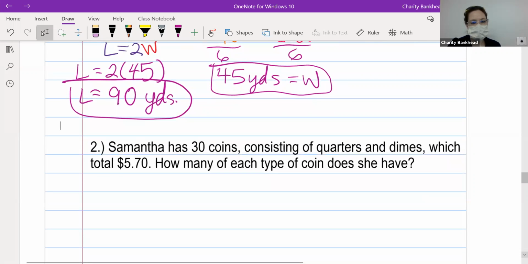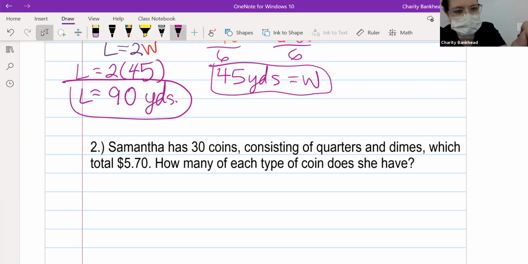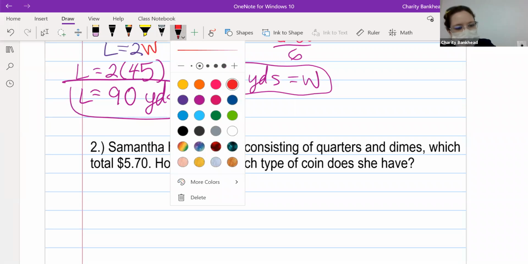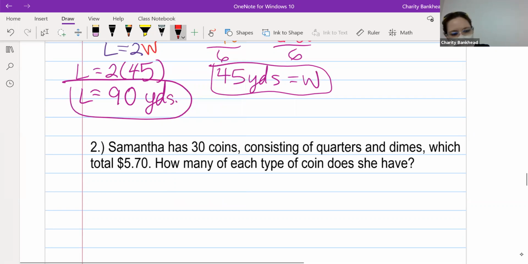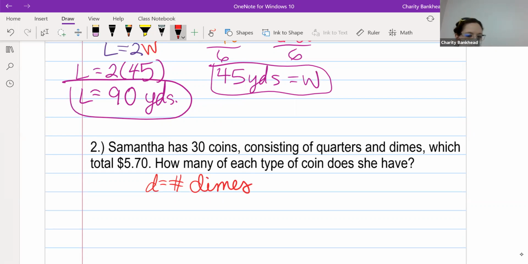All right, number 2, Samantha has 30 coins consisting of quarters and dimes, which total $5.70. So how many of each type of coin does she have? Okay, so let's say that D would equal the number of dimes. All right, so without using a different variable, I want to write down an expression using that same variable of D to represent the number of quarters.